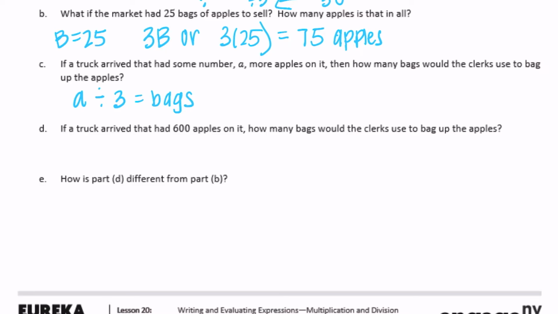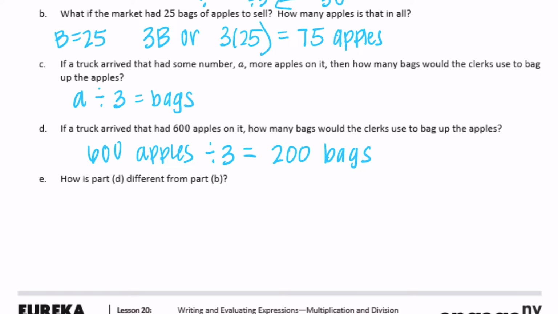So D, if a truck arrived that had 600 apples, so now we have 600 apples. How many bags would the clerks need to use? So 600 apples, we can put 3 in each bag. So divided by 3, 600 divided by 3 would be 200 bags of apples.